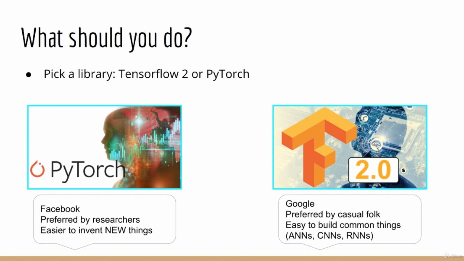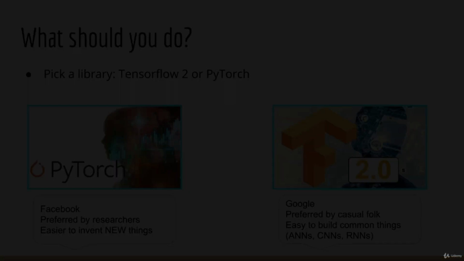At the same time, if you want to build anything more complex than just the three main architectures, which is ANNs, CNNs, and RNNs, you may actually find that this is harder in TensorFlow compared to PyTorch. High-level APIs tend to get messy as soon as you want to do something out of the ordinary.